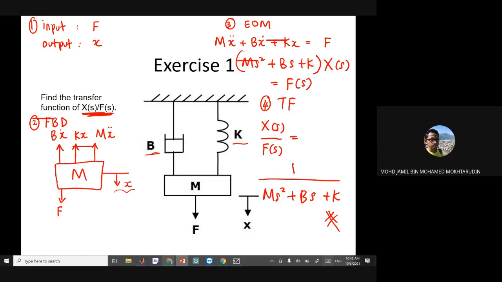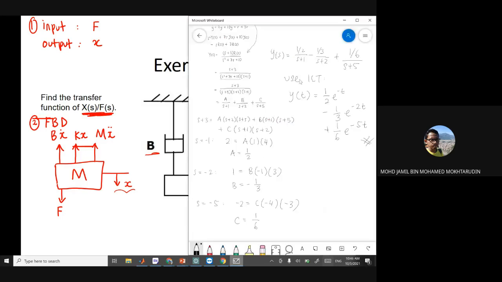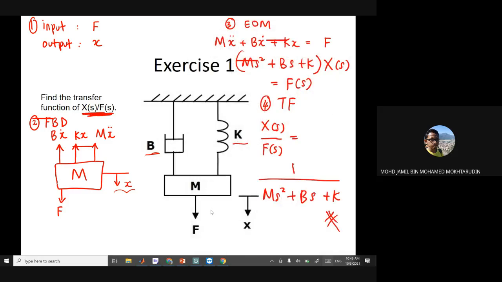But basically we ignore the gravity unless the question said do not ignore gravity, for example. Okay, so that's why there is no gravity here. Okay, so we proceed.